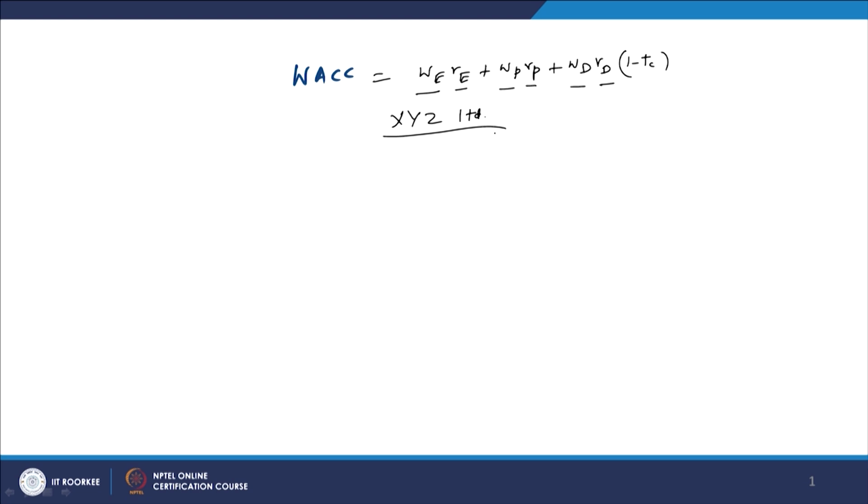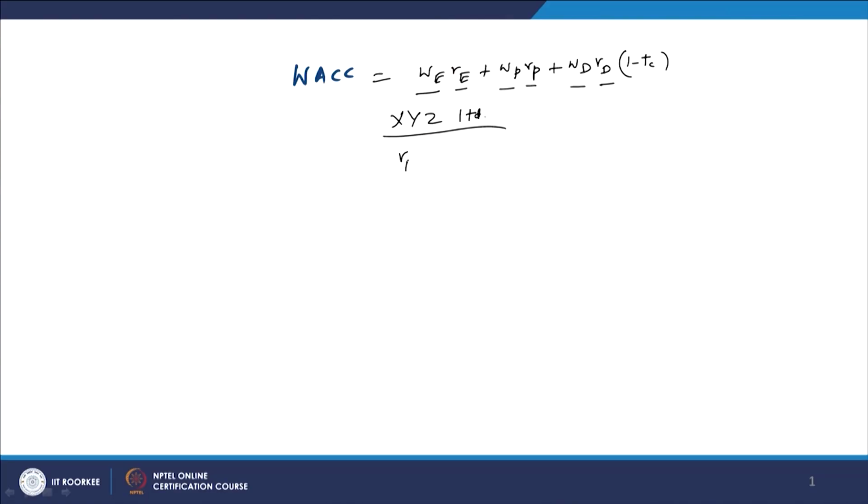The investment requirement of this new investment proposal is going to be fulfilled from 3 different sources of funds. One is the equity capital, second is the preference capital, and third is the borrowed capital or debt capital. The cost of equity, RE, is 16%, the cost of preference capital, RP, is 14%, and the cost of debt, RD, is 12%.